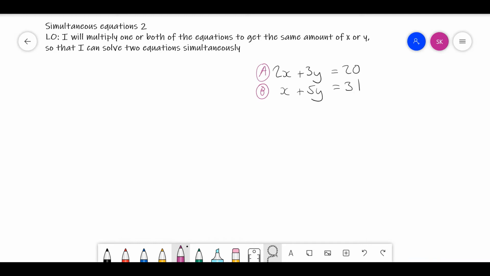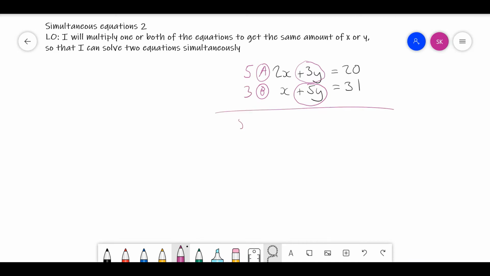Well, if we try and target the y's, how could I get the same number of y's? I'd have to multiply A by a number that got me 15y, and I'd have to multiply B by a number that got me 15y. Why have I chosen 15? It's because 15 is the lowest common multiple of 3 and 5. So to get the y's the same for A, I'd have to multiply it by 5. To get the y's the same for B, I'd have to multiply by 3.